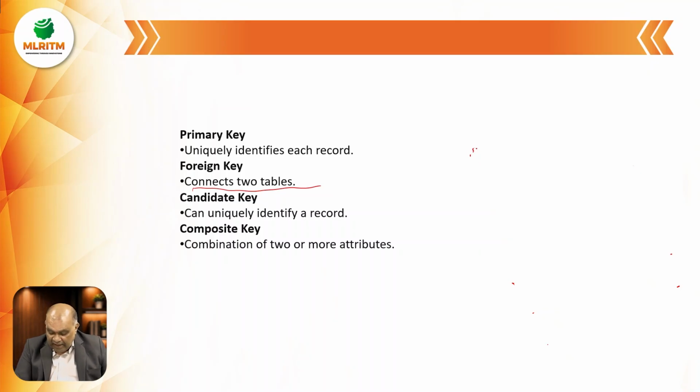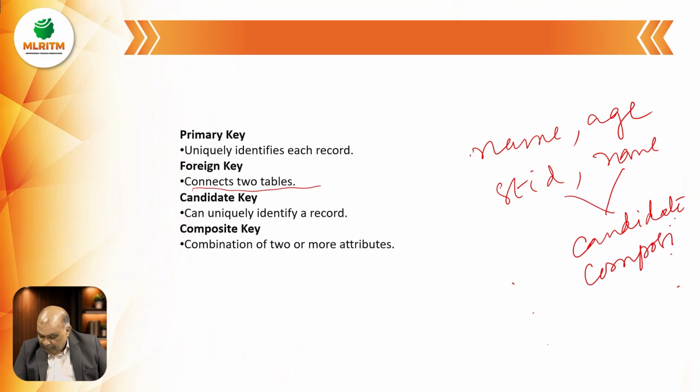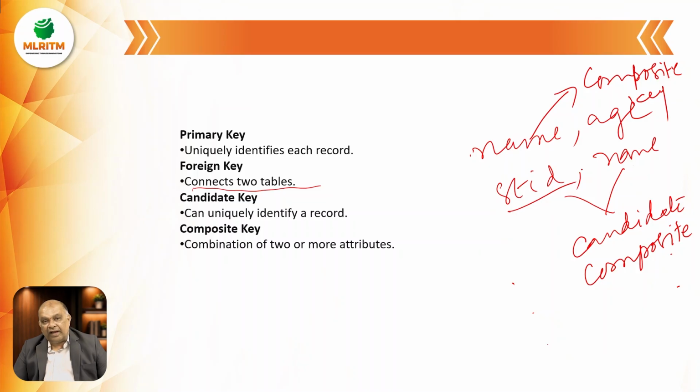In a composite key, I can have a key like name and age, or student ID and name. So this will become a candidate key, and also it will become a composite key. Why? Because there is no primary key. So here, if the primary key is also added, then it becomes a candidate key. If the primary key is not added, then it becomes a composite key. That is the difference we can have.